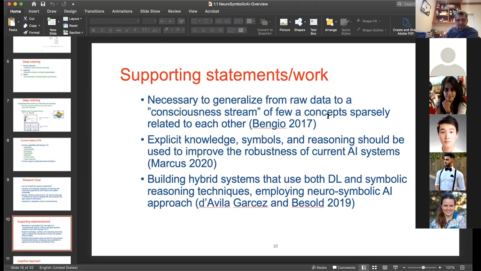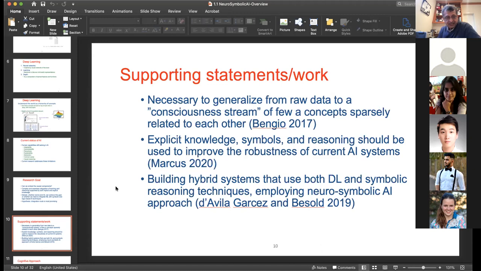Let's see another one. Explicit knowledge, symbols, and reasoning should be used to improve the robustness of current AI systems. So explicit knowledge is the knowledge that people have been coding and putting in. Symbols and reasoning: reasoning is the probabilistic graphical model part, and symbols are all these variables. And building hybrid systems that use both deep learning and symbolic reasoning techniques. All right, hybrid systems. So we have to see what these hybrid systems are that use both deep learning and symbolic reasoning, employing a neurosymbolic AI approach.